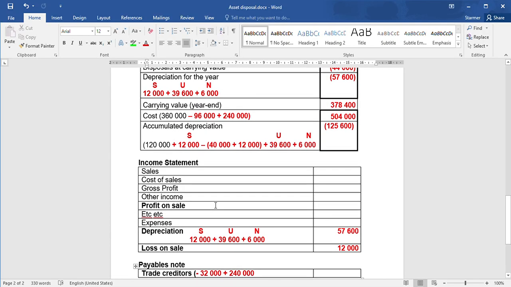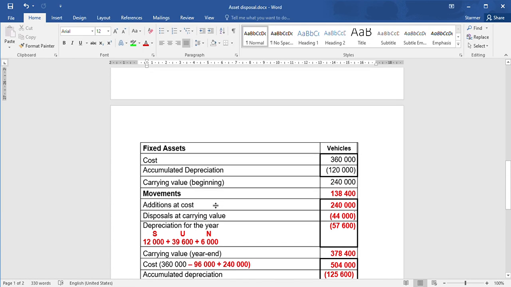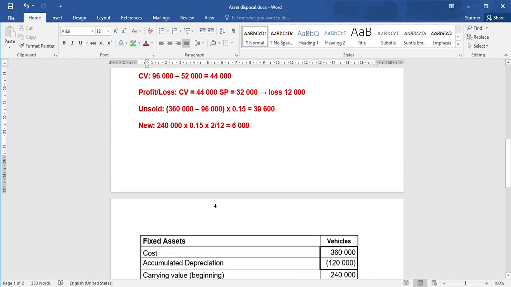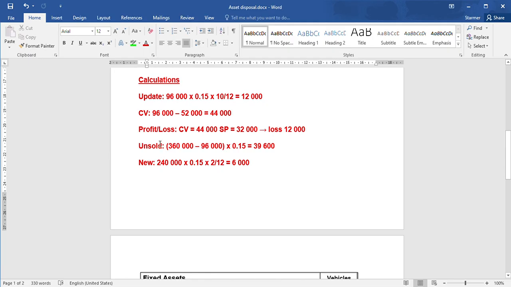Alright, the last thing you need to do for asset disposal is to calculate your profit or your loss. Now, in order to do that, you need to firstly calculate your carrying value. So the carrying value is calculated by taking what it cost you, 96,000, minus what you depreciated it by, which gives you 44,000. And that then gets compared to the selling price of 32,000. So you've actually sold it for less than it was worth, so you make a loss.